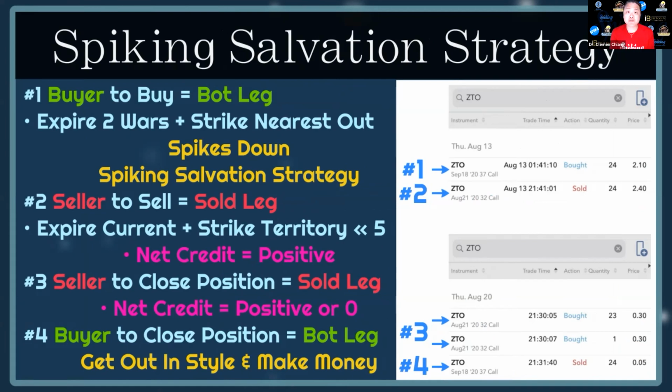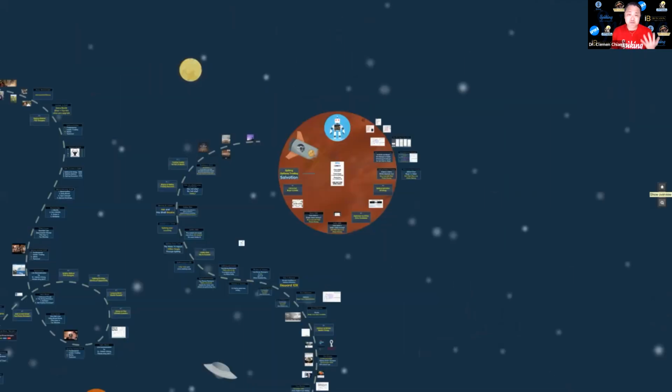Step 2, if I convert to a seller, how does a seller make money? Sell high first. What is high? Net credit. And as time decay works fast on the current month, as the stock price goes down, you walk out of your territory, you are able to achieve buy low later. And as a result, you can get out in style. That is step 3. But don't forget, you're still left with a bought leg. Sell it for whatever value it has, and thereby you fulfill the statement, get out in style and still make money.